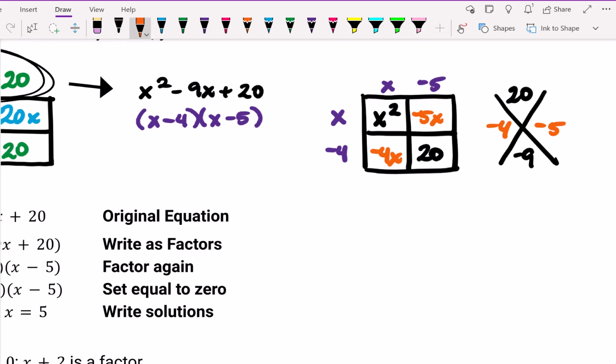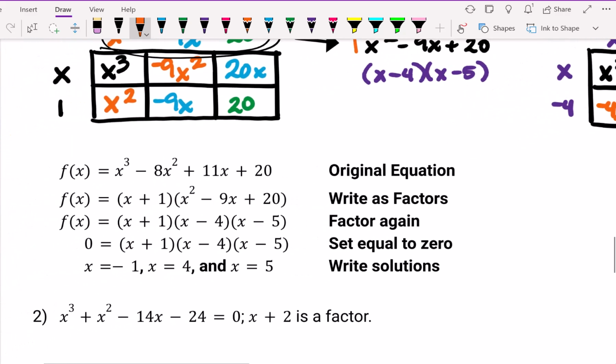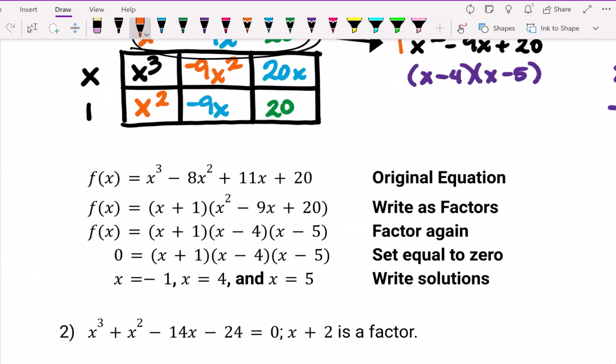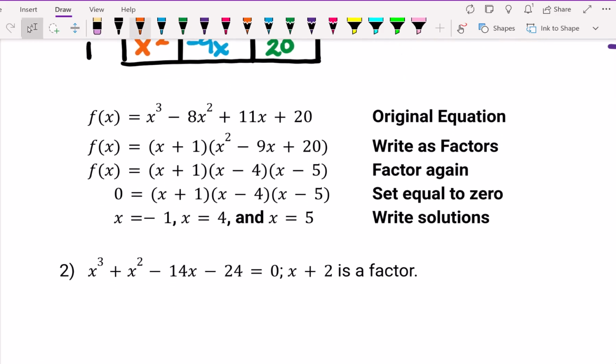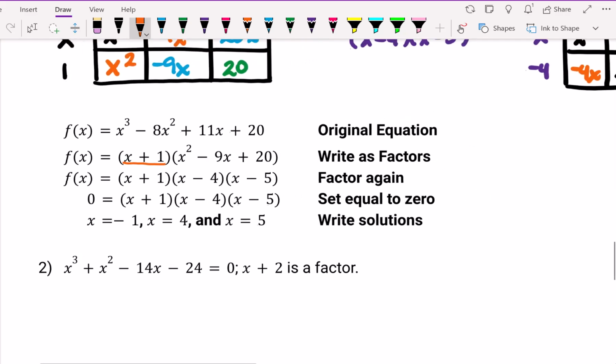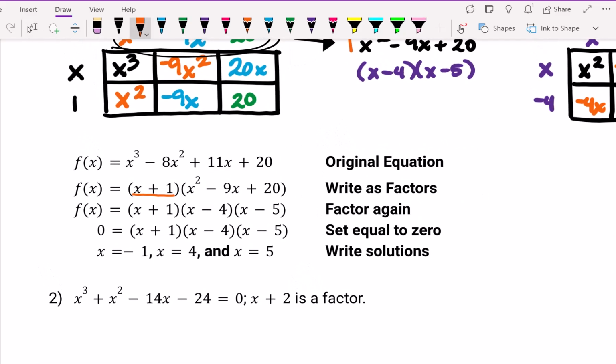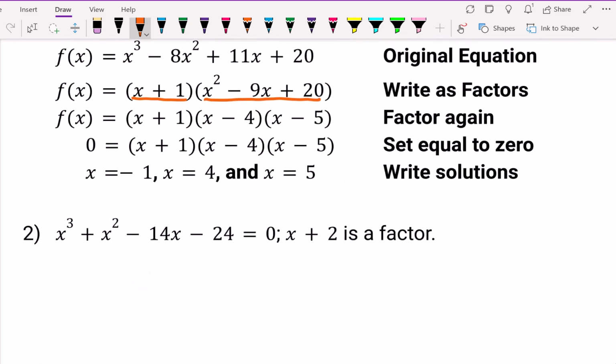Since your a is 1, you can simply just use the -4 and the -5 to factor it over here. It doesn't matter to me how you do it. So the whole point to that is we're starting with this cubic equation, right? It gives you one of the solutions. So what you do, if x equals -1, you write x plus 1 as a factor. You have to use the box method to find the other factor, which is factorable again.